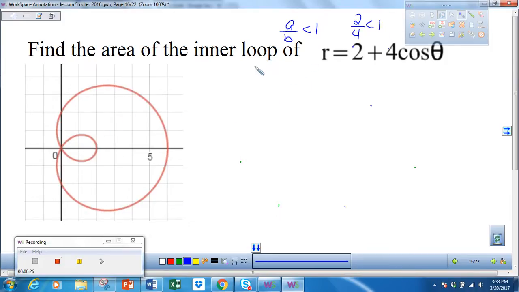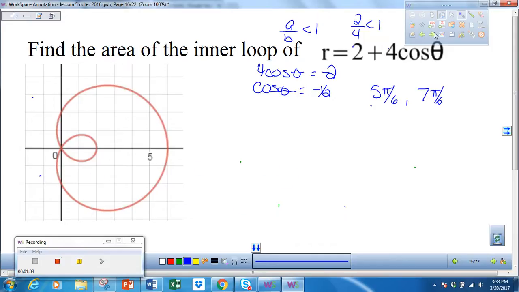So what we're going to do is we're going to set this equal to 0, and we get 4 cosine theta, excuse me, is equal to -2. So then cosine theta is equal to -1/2, and we know that that happens at 5 pi over 6 and 7 pi over 6. Okay, so now that doesn't seem to make sense because 5 pi over 6 is in the second quadrant and 7 pi over 6 is in the fourth quadrant.